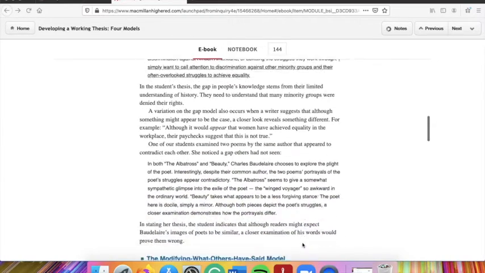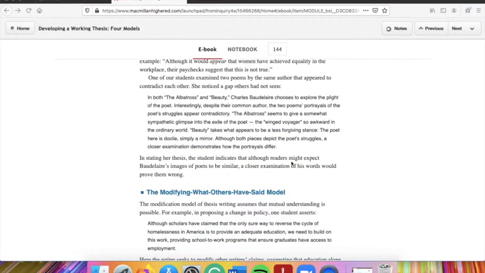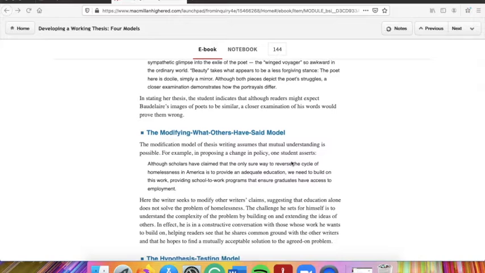There is what they call the modifying what others have said model. This modification model of thesis writing assumes that mutual understanding is possible. For example, in proposing a change in policy, one student asserts that although scholars have claimed that the only sure way to reverse the cycle of homelessness in America is to provide an adequate education, we need to build on this work, providing school-to-work programs that ensure graduates have access to employment.